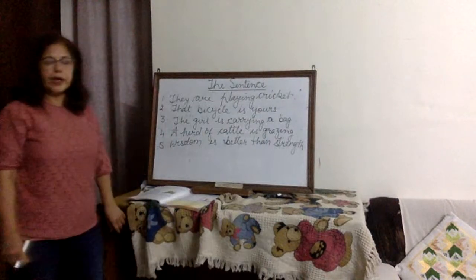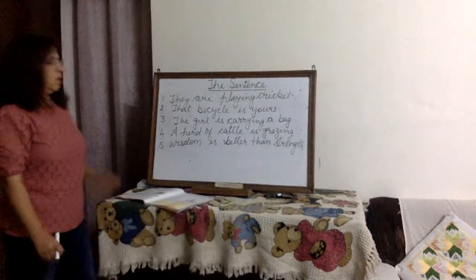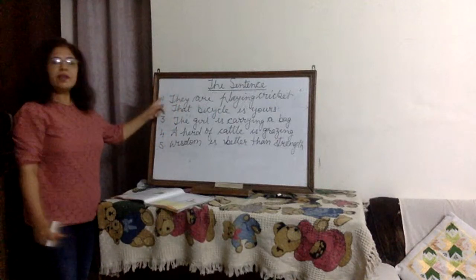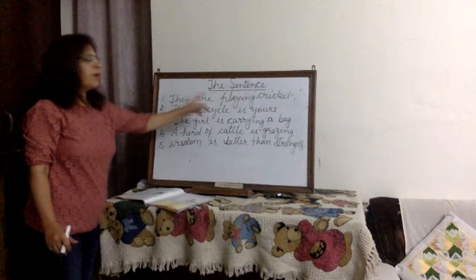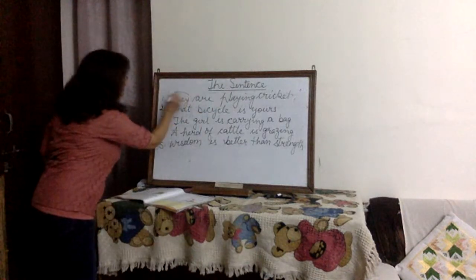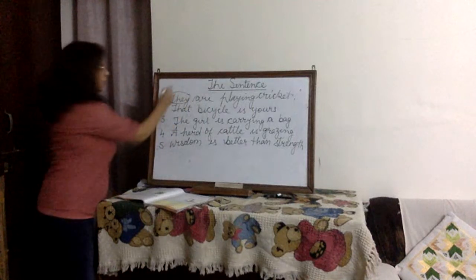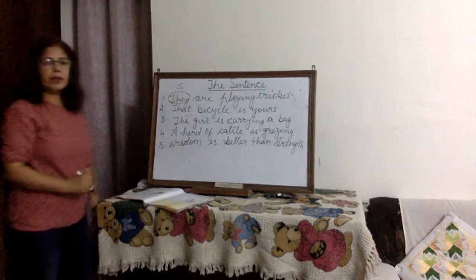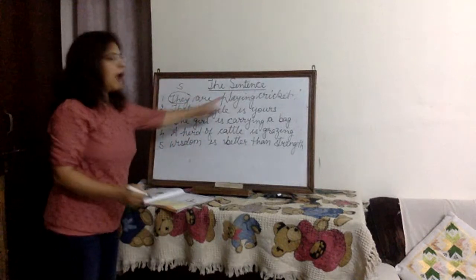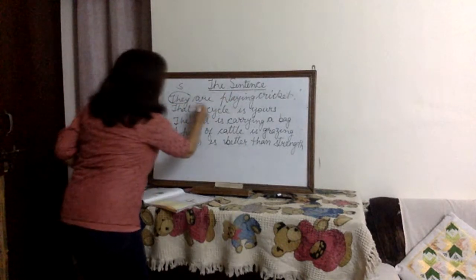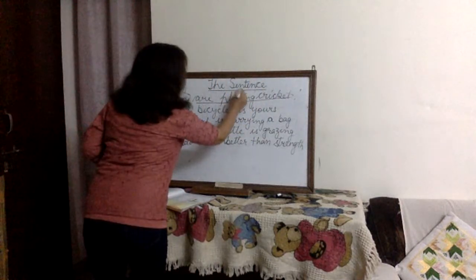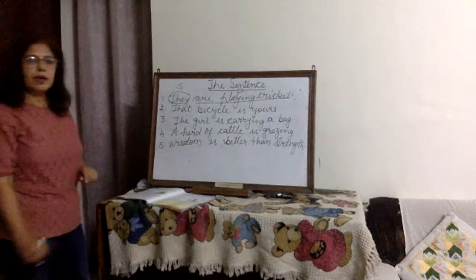I hope all of you would have given the answers. So now I'm going to tell you what is the predicate and what is the subject. Okay? So in the first sentence, they are playing cricket. We are talking about whom? They. So they is subject. What description is being given for they? Are playing cricket. So this part, are playing cricket, is predicate.